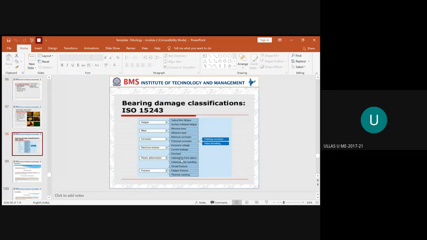But you should be able to classify which type of wear it is by looking into the picture of the wear. That could be possible only by understanding the microscopic structure. Okay, for that debris analysis is a must. And again, if they say the bearing has been damaged due to corrosion, is it due to moisture corrosion or frictional corrosion? That you have to understand.